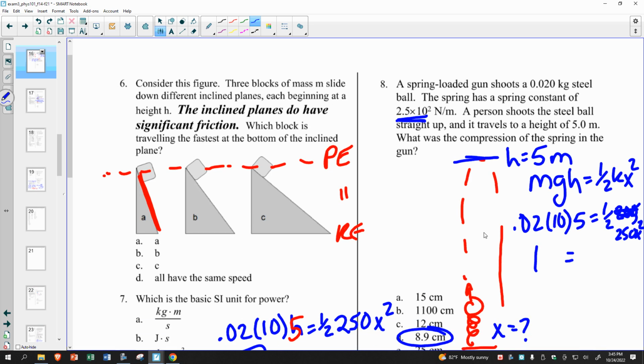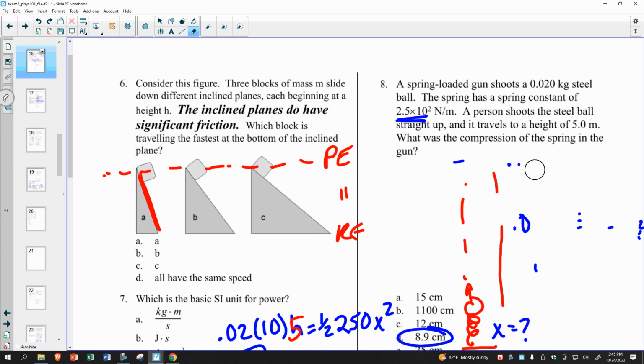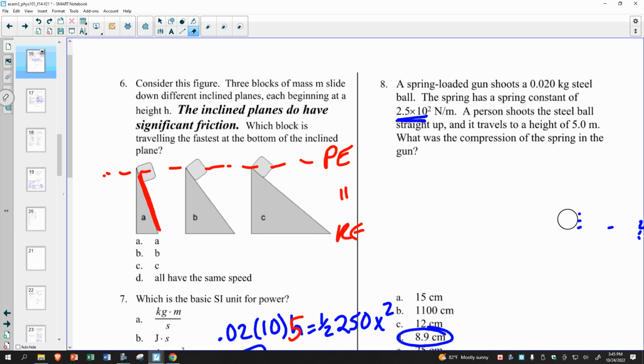This one, the spring-loaded gun? Yeah, so let me erase this. We did this, like I said, for the quiz, but let's look at it again because you're going to see it. You will see 2 or 3 spring problems. You see everything, okay? I'm not telling you anything you don't know, but you will see everything. And they're all a little bit different.